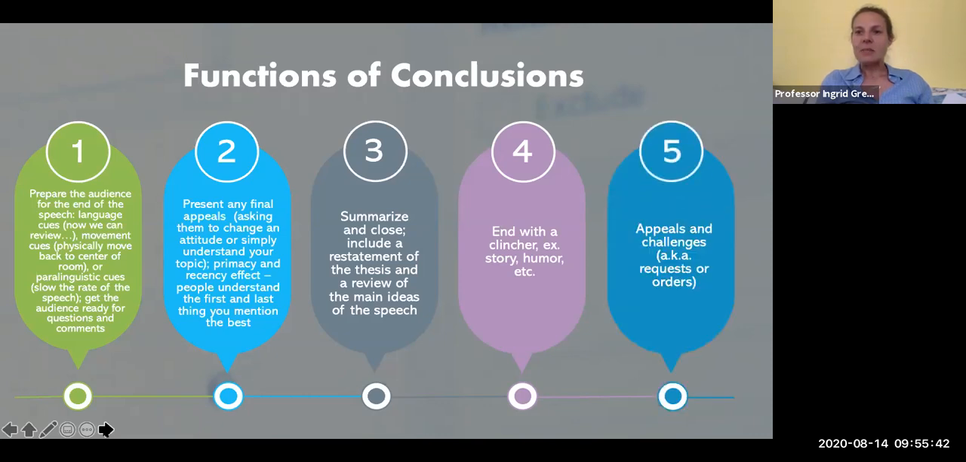And last, appeals and challenges. These are requests or orders. So when we talk about the persuasive speech, we might have a call to action or something that we need the audience to do. Good, and all parts of the speech fit together, and the conclusion takes you right back to the introduction with an enhanced understanding of the topic.